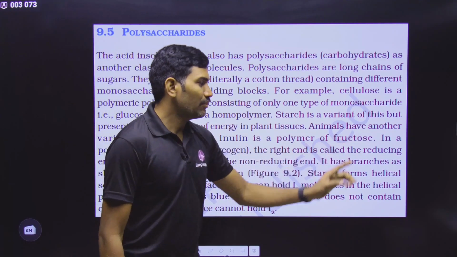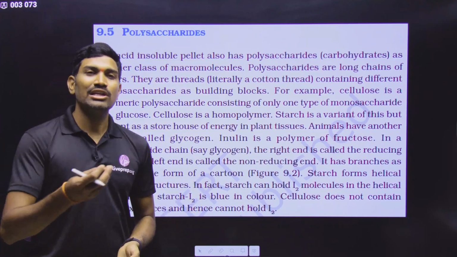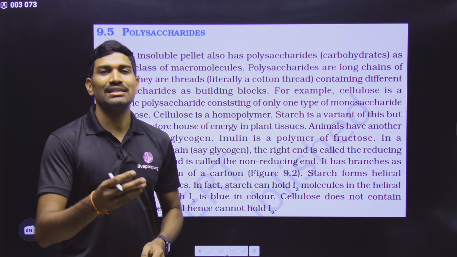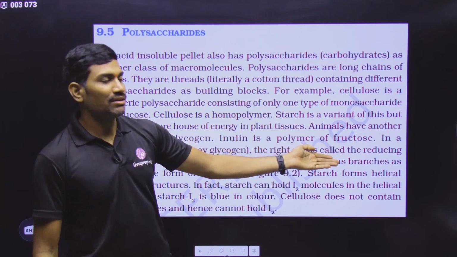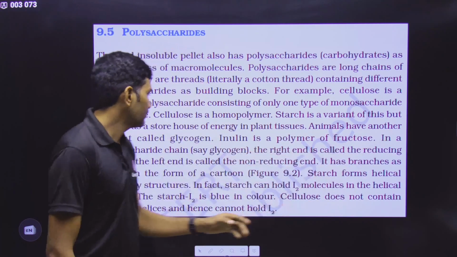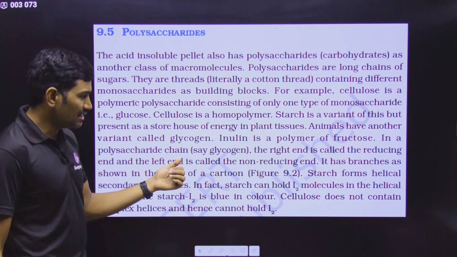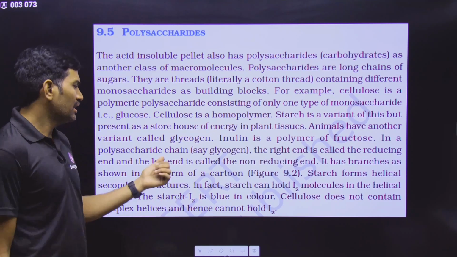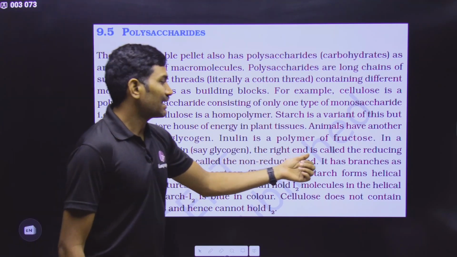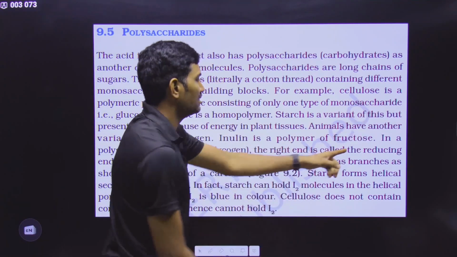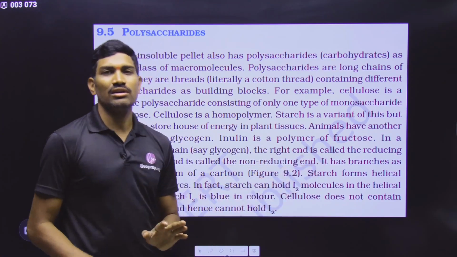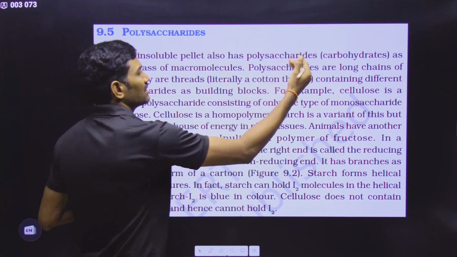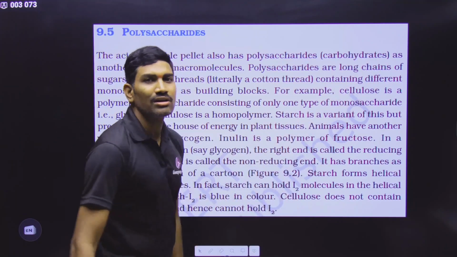Next one. Inulin is a polymer of fructose. So inulin is a storage polysaccharide in the case of roots of dahlia, and it is made up of beta fructose. This is what they are saying. Next one. In a polysaccharide chain, let us say glycogen, anything you can take. In a polysaccharide chain, the right side end is called the reducing end, and the left side end is called the non-reducing end.